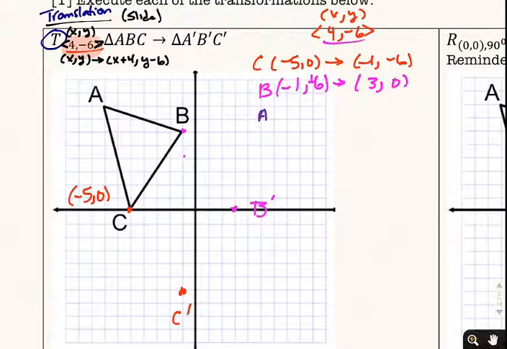Okay, so the A coordinate was 1, 2, 3, 4, 5, 6, 7, and 1, 2, 3, 4, 5, 6, 7, 8. So this is going to be at negative 7, comma 8. So negative 7, comma 8.